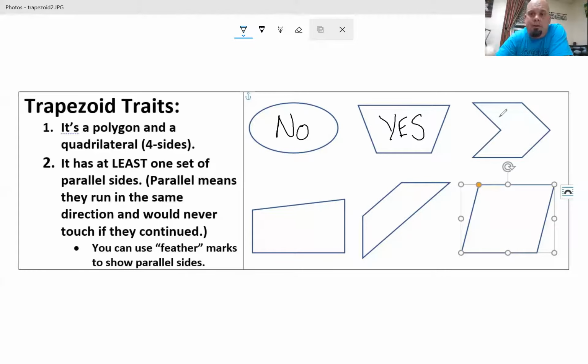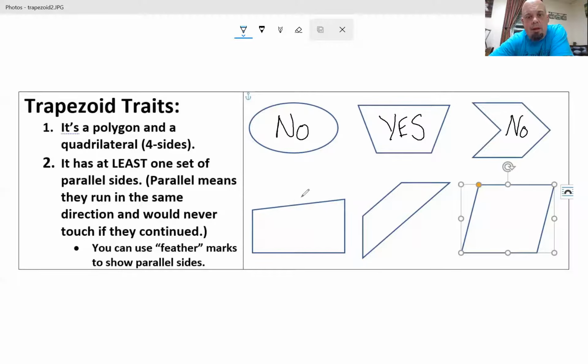Next one looks like an arrow. It is a polygon. It's got straight sides and angles. It is not a quadrilateral because it has 1, 2, 3, 4, 5, 6 sides. So that means it cannot be a trapezoid, because trapezoids only have four sides.